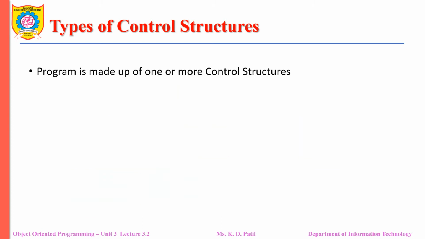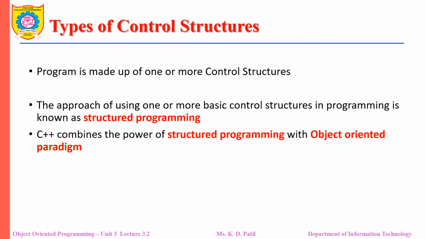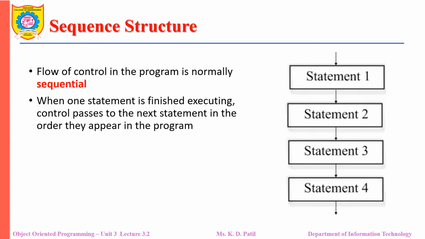A program is made up of one or more control statements, or control structures, and without those control structures it is not possible to write a program. The approach of using one or more basic control structures in programming is known as structured programming. C++ combines the power of structured programming with the object oriented paradigm. Let us have a look at each control structure.